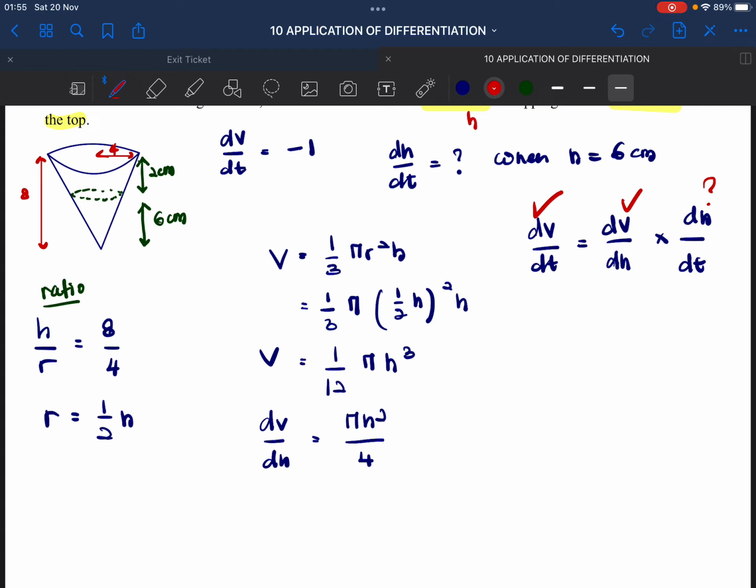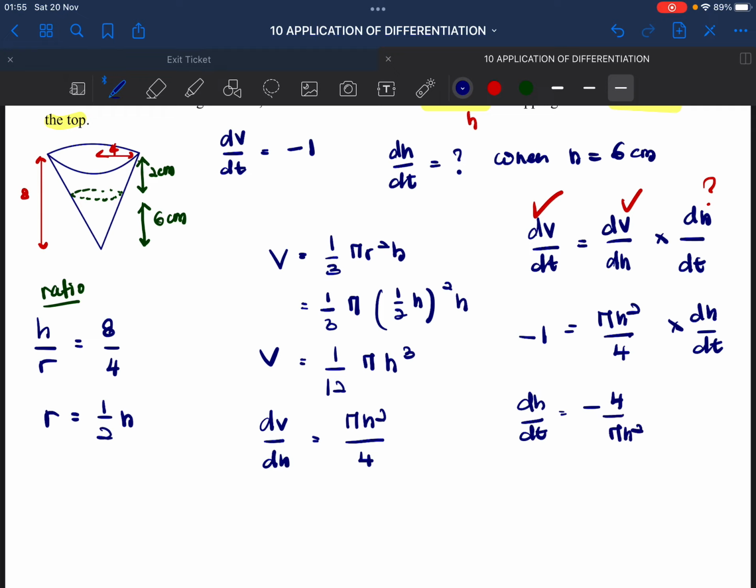So dV over dt is -1. dV over dh is pi h squared over 4. And this is what we want to find, dh over dt. So here, simplify, we will get -4 over pi h squared.